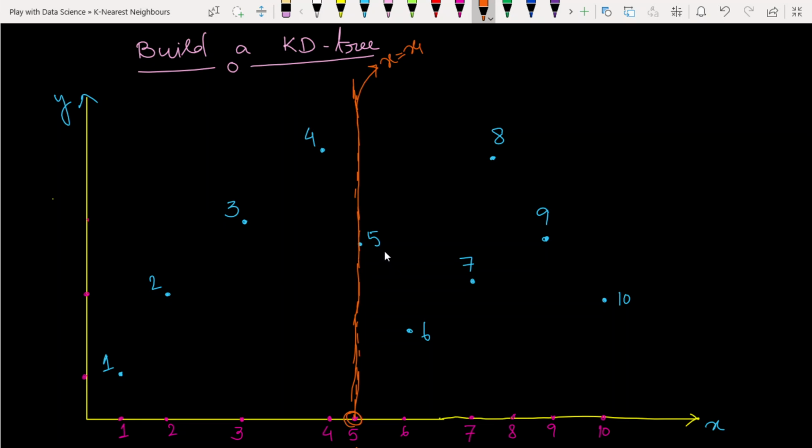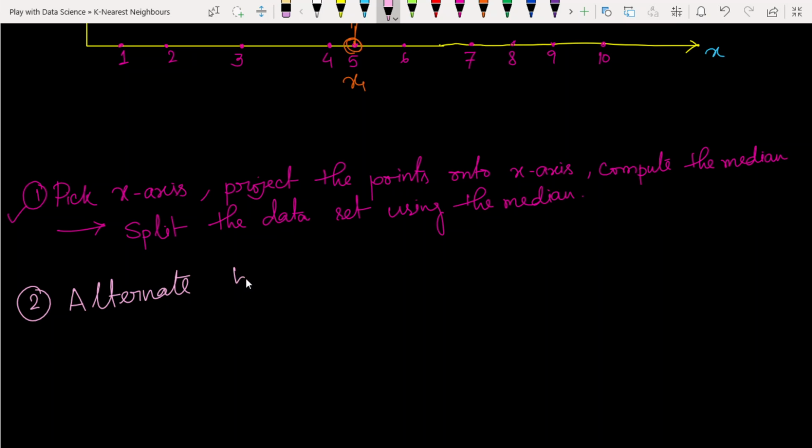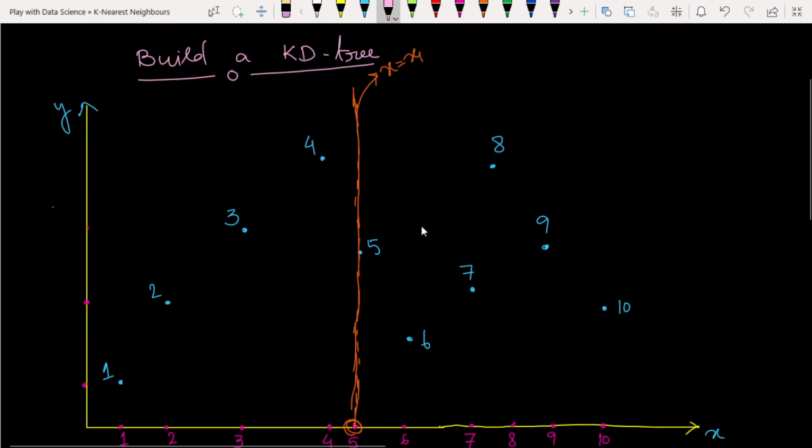Now what are we doing in the next step? We just change the axis. In this step we have taken the x-axis. In the next step we consider the y-axis. In the second step we take the alternate axis, alternating between axes. So in this case we have considered the y-axis.